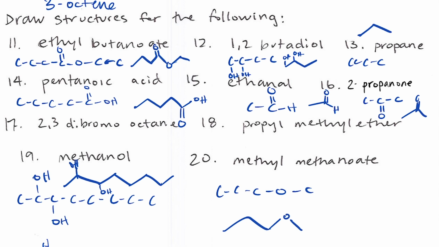20, methyl methanoate. It is another ester. And both left and right, they're methyl groups. So carbon double bonded to an O with an O in the middle, another carbon. Again, this is kind of silly to draw this way. Maybe, there you go. That works for me.